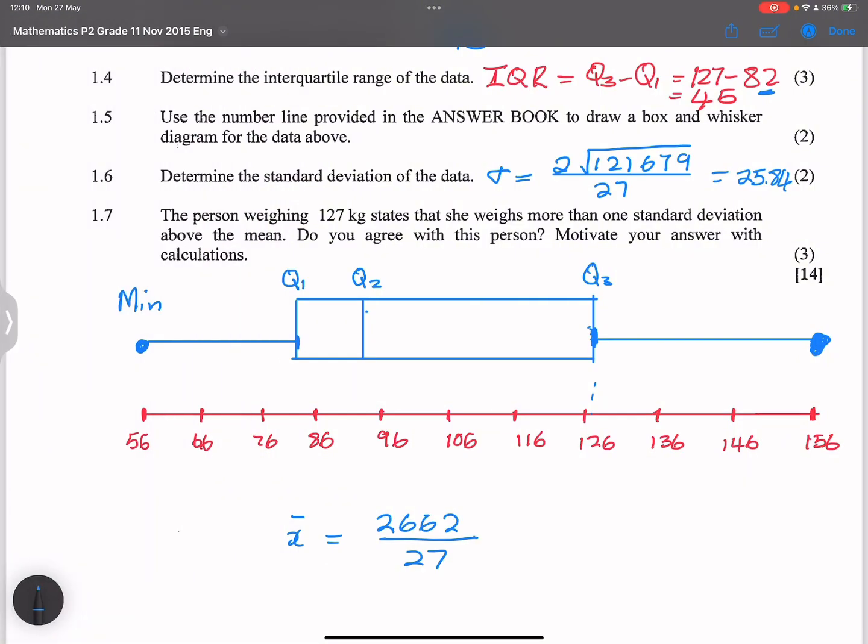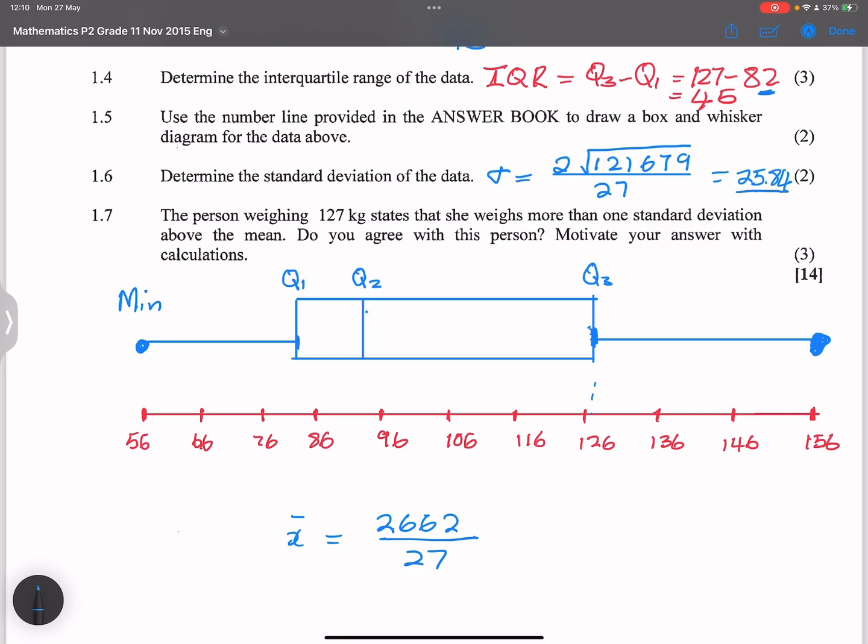Please, you can verify it in your calculators as well. If you're not sure about how to calculate this, please go and watch my stats video. Even though it might be written grade 12, it actually is relevant to grade 11. Now that is our standard deviation.